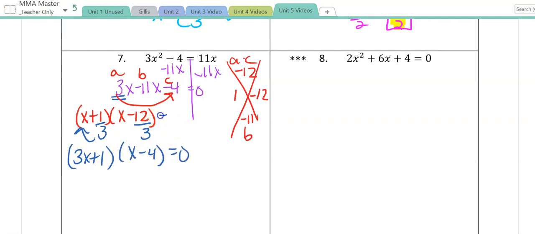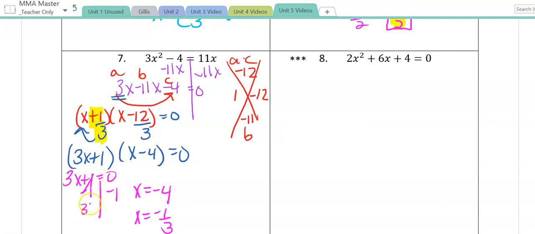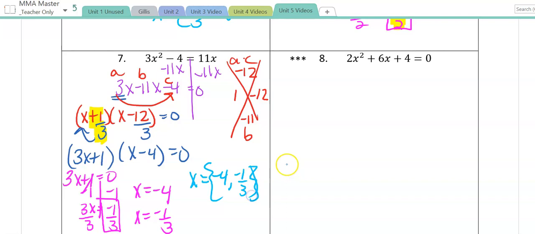Equals 0. Sorry, I forgot my equals 0 up there. So my solutions are going to be x equals negative 4. And if you recognize it, the opposite of positive 1/3 is negative 1/3. But I will show the work here for you. 3x plus 1 equals 0. Minus 1, minus 1. 3x equals negative 1. Divide by 3. And there's your other answer right there. So my solutions are x equals negative 4 and negative 1/3. Oops, squiggly bracket. Oops, there you go.